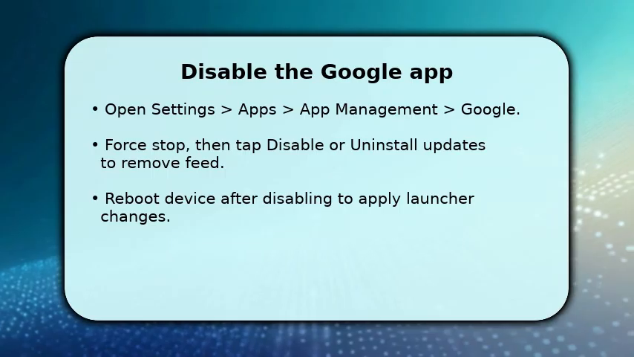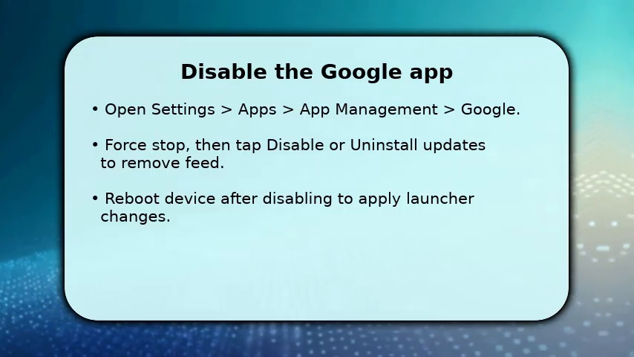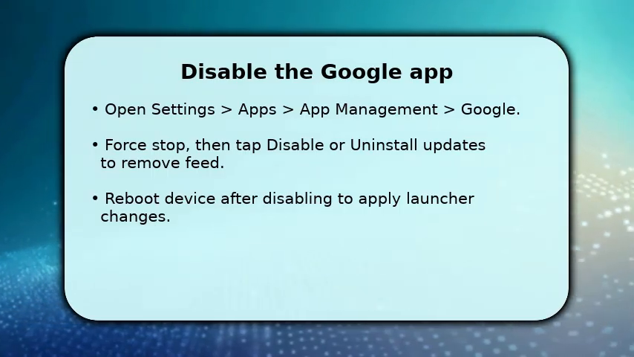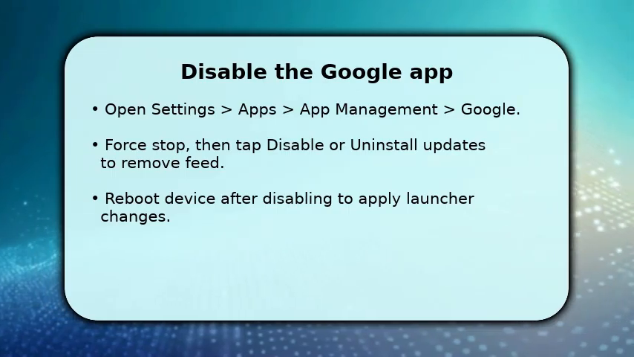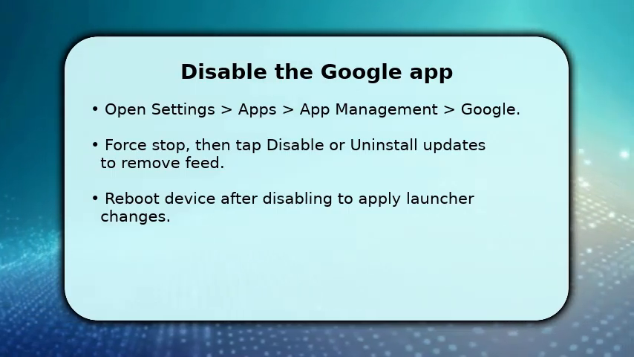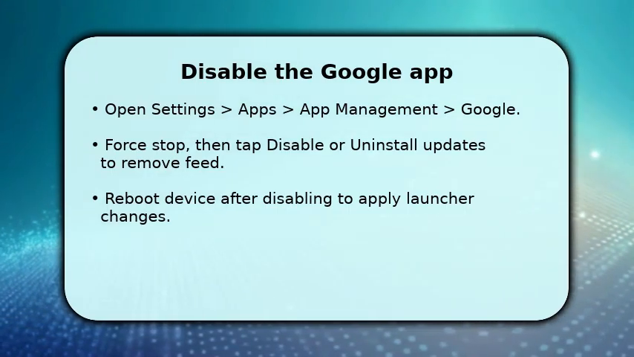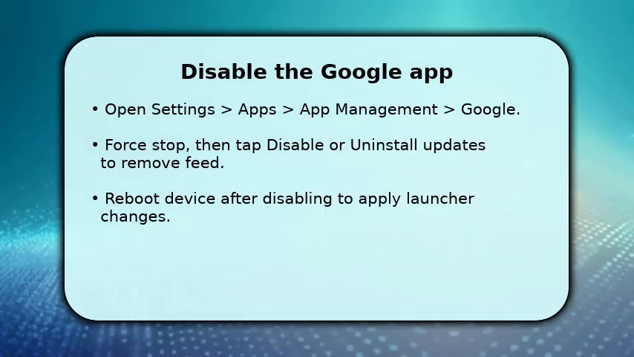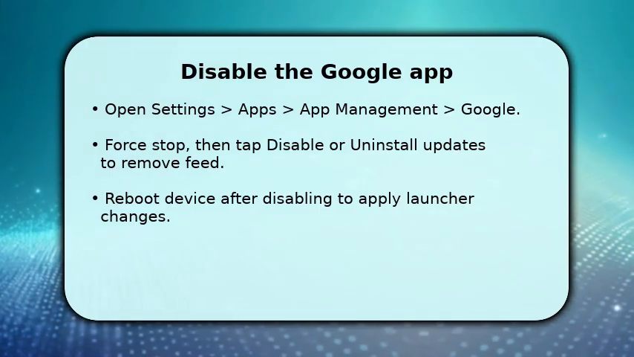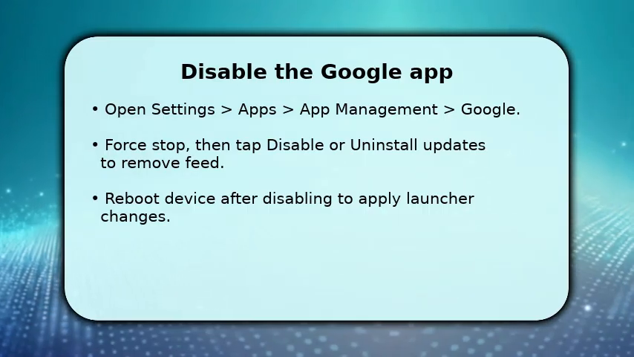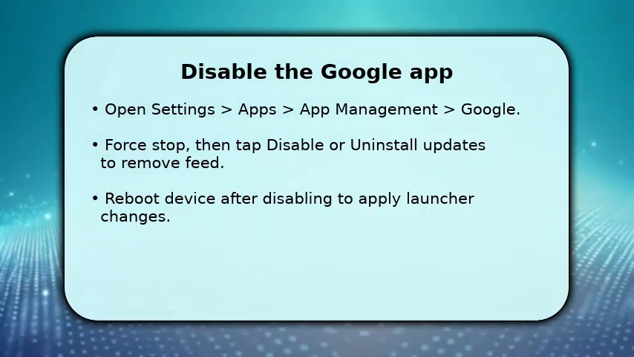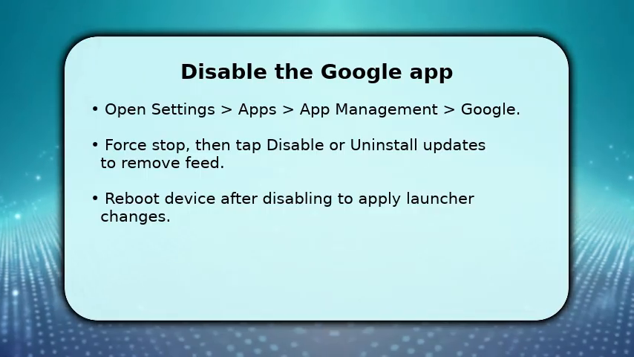Open Settings, go to Apps or App Management, find Google, then tap Force Stop and choose Disable or Uninstall Updates, then Disable. This stops the feed from supplying content to the left home screen. You may need to confirm system warnings. Accept them. Once disabled, reboot the phone so the launcher refreshes and the leftmost Discover panel can disappear for good.